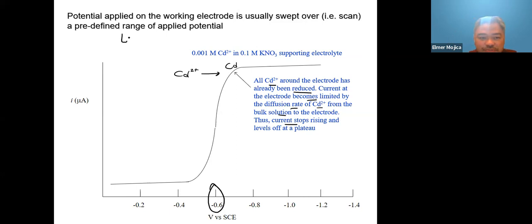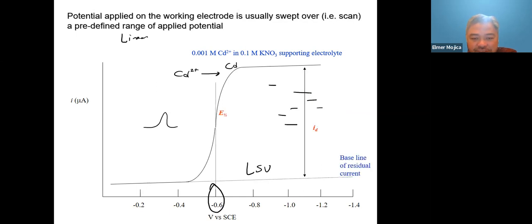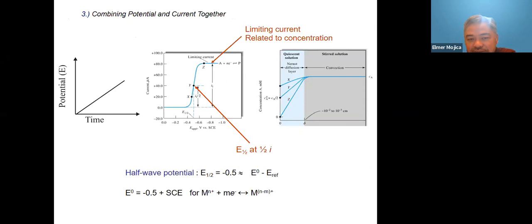So kapag linear sweep yan, ganito yung itsura. But in other literature, they just do it like that. So ito yung tinatawag na linear sweep voltammetry. So you just try to sweep at different potentials kung saan mag-undergo ng change yung metal mo. Okay, so that's the potential, the half-wave potential that you have here, and this is, we could say, the baseline of the residual current.